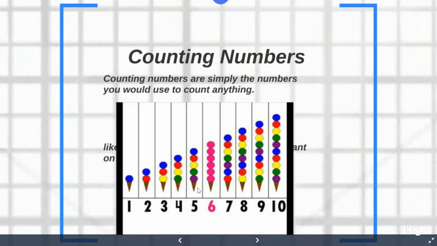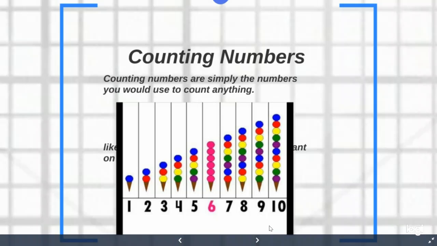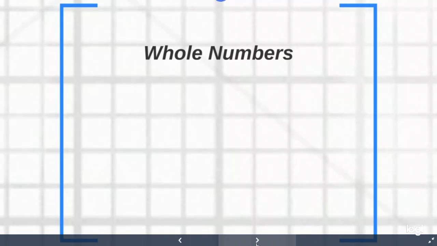Just so you know, for future reference, I don't want 5, I don't want 7, I definitely don't want 2 or 3. I want 6 scoops of ice cream, and that's how I would count them. 1, 2, 3, 4, 5, 6 scoops of ice cream. That's counting numbers, okay?